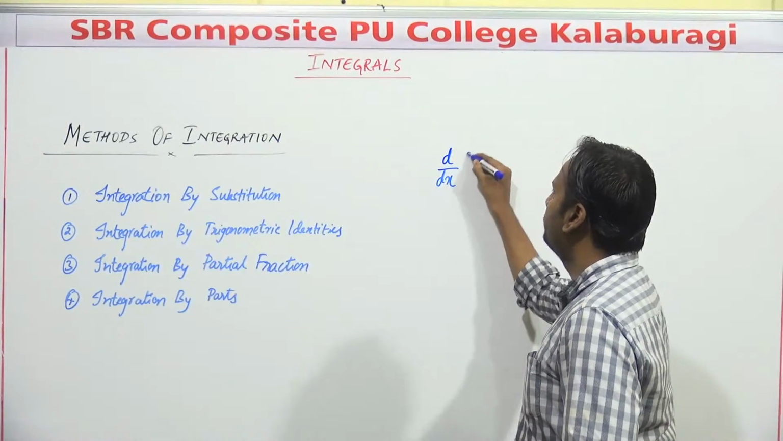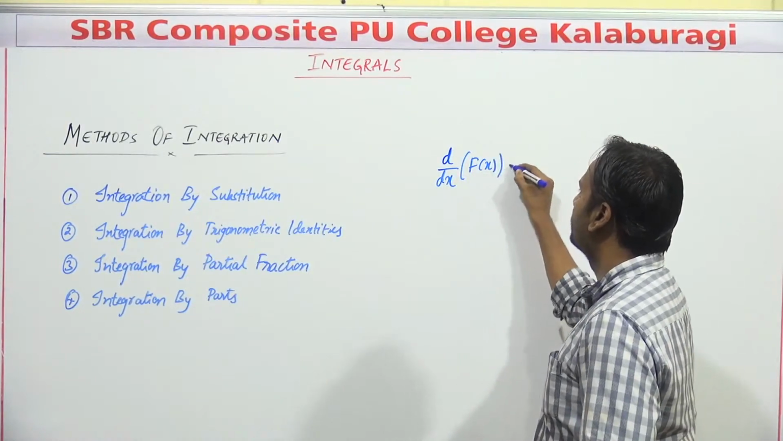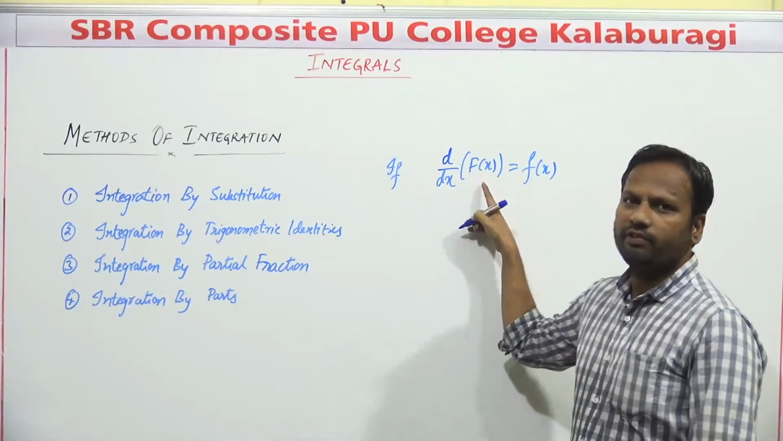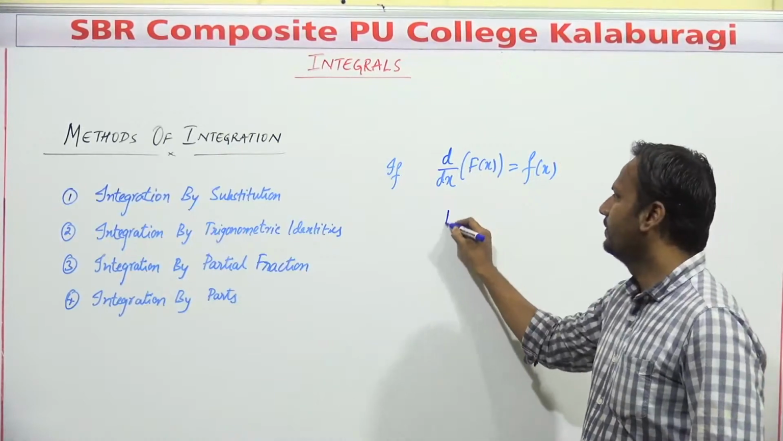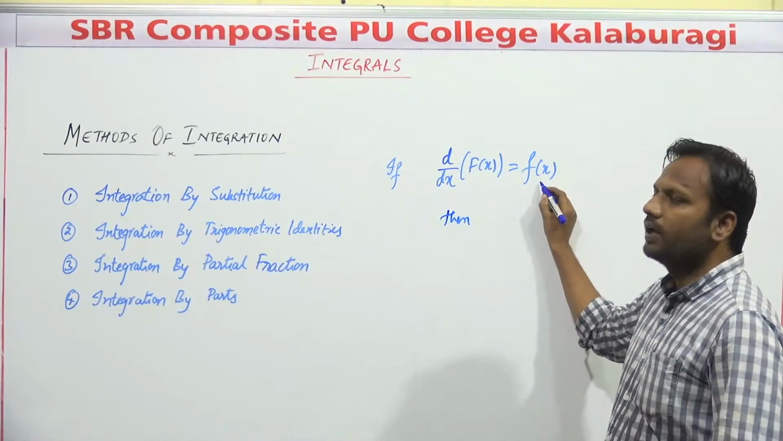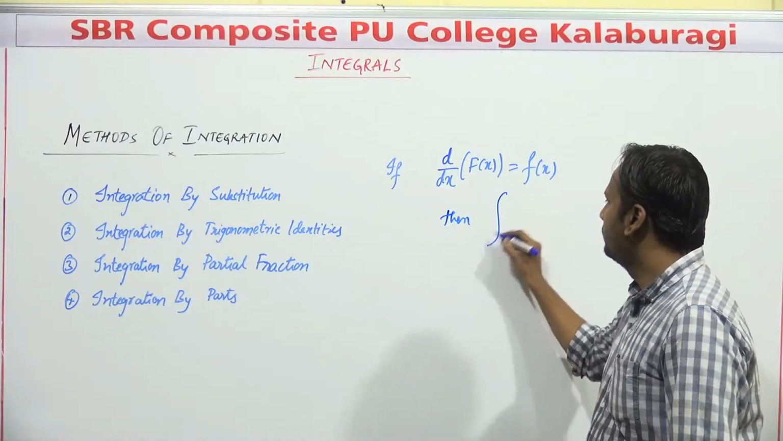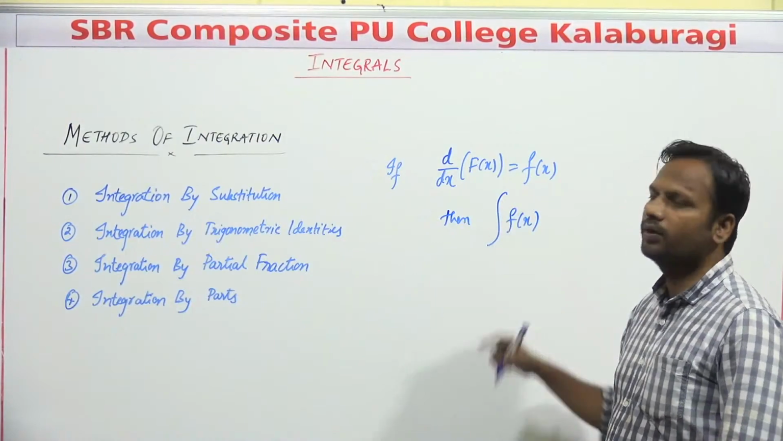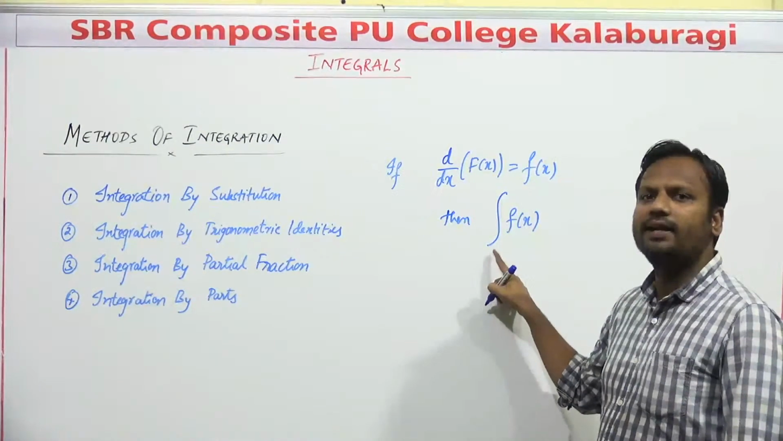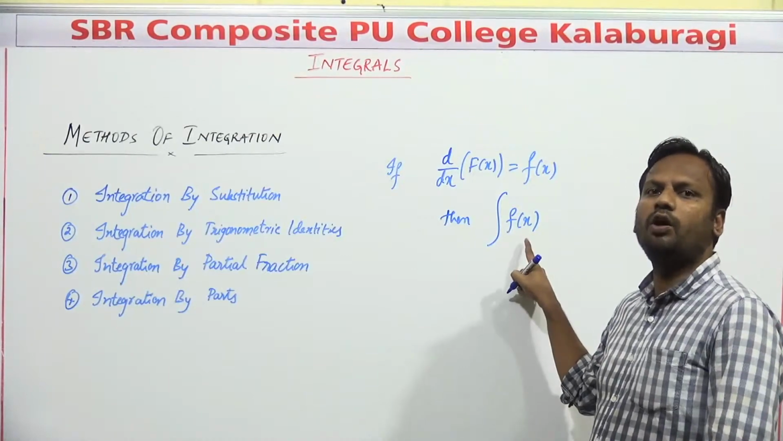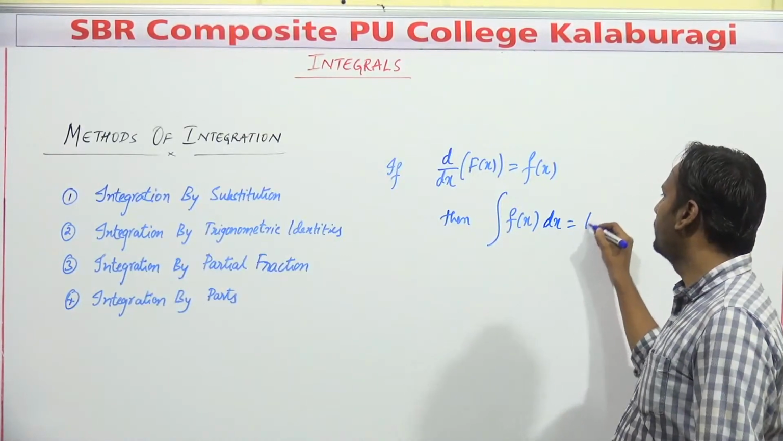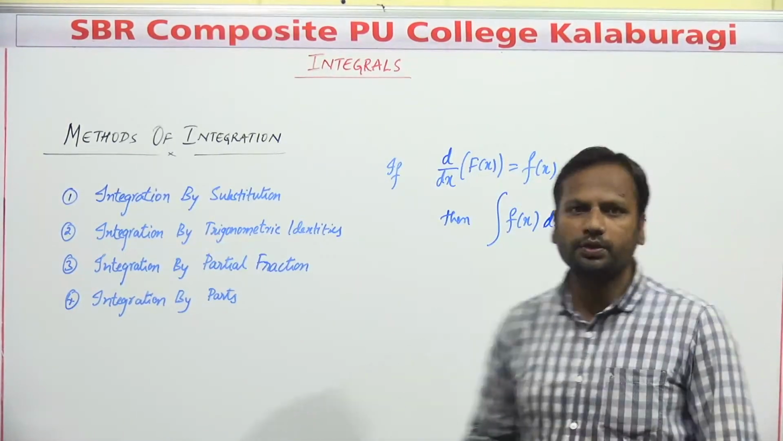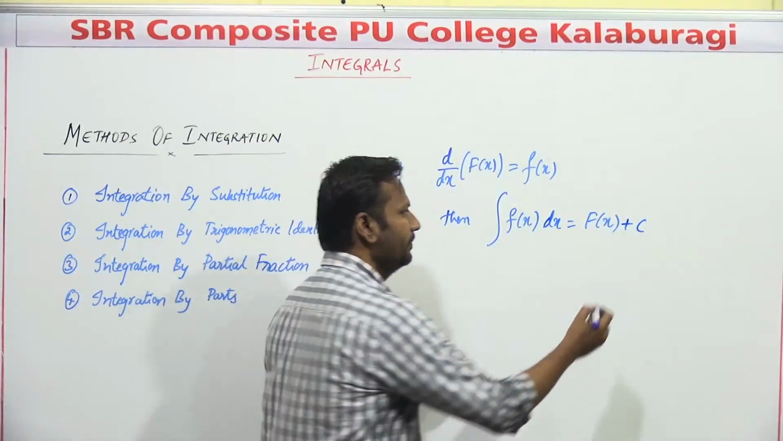Derivative of the function, right? If we consider the derivative of a capital F of x is small f of x, then this antiderivative, or else integral, we express in this elongated symbol. So we read it as antiderivative of f of x or integral of f of x is what here? Capital F of x plus c. We should mention the integral constant, right?